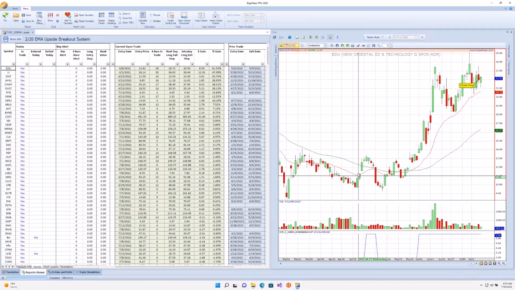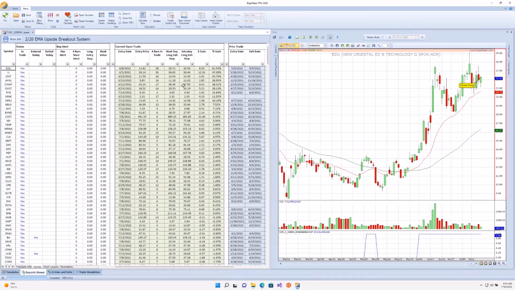And the layout is the 20 EMA, which is the red line, the 50 simple moving average, just because everyone watches the 50 period simple moving average. And then below there's an indicator, which is basically when this system is in a trade. You'll see this blue line go to a 1 value when the system's in a trade.